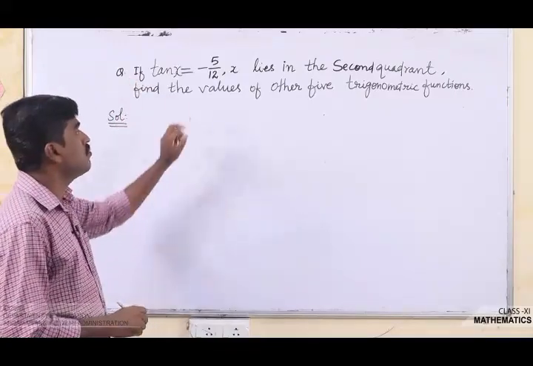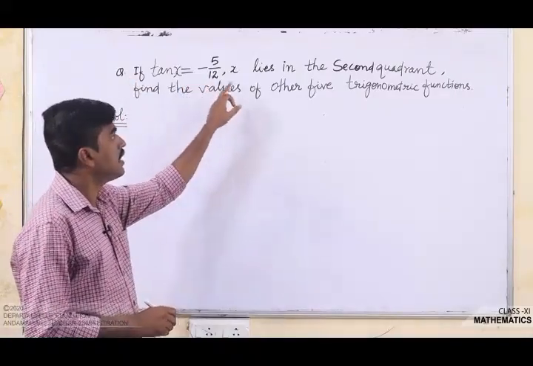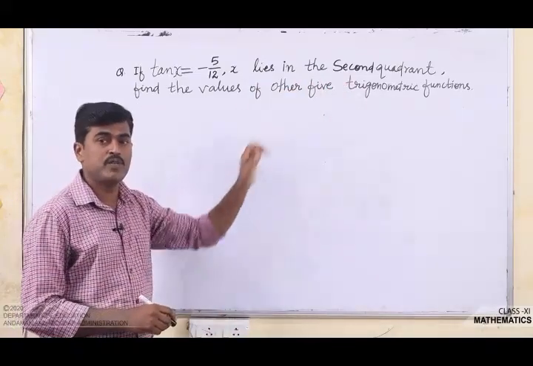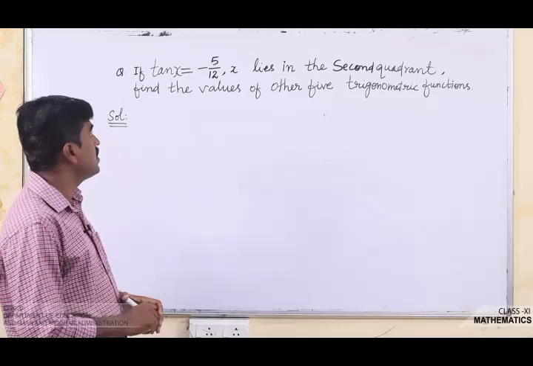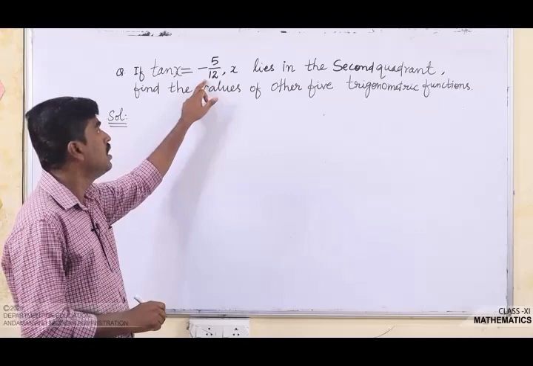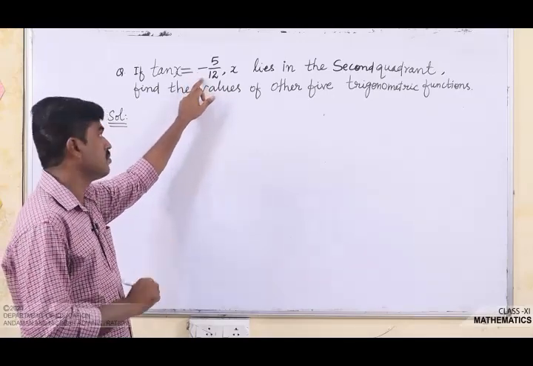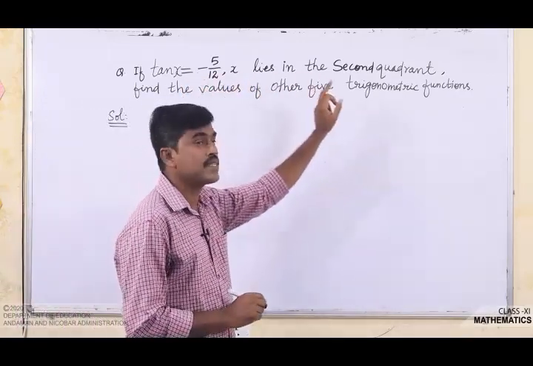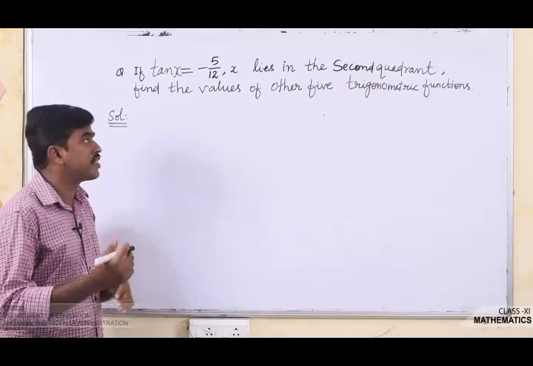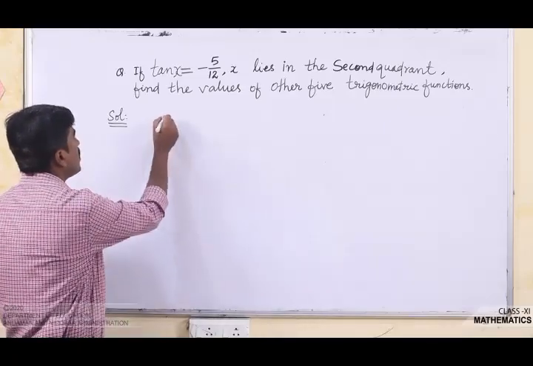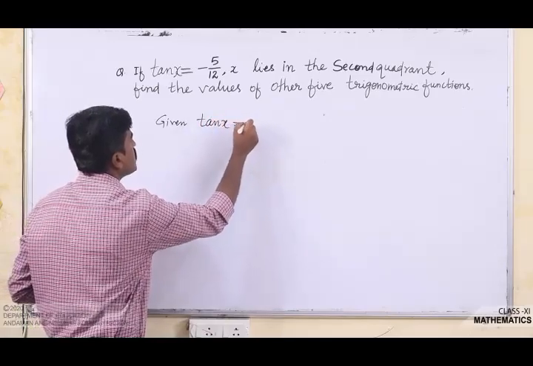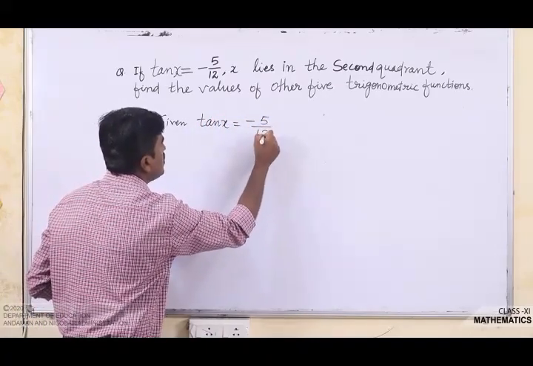If tan x is equal to minus 5 by 12, and x lies in the second quadrant, find the values of the other 5 trigonometric functions. So what is given here? Tan x is equal to minus 5 by 12. The value of tan x is given and it is negative. And x lies in the second quadrant, that is also given. We have to find the values of the other 5 trigonometric functions. So here, given tan x is equal to minus 5 divided by 12.